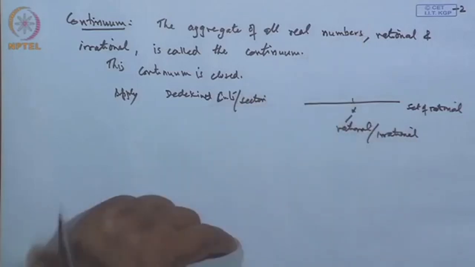Now, the question is, if I apply the Dedekind cut method again over the set of real numbers, that is, we again find the sections or cuts by using the Dedekind method over the set of real numbers, will you get a set of numbers bigger than this set of real numbers? The answer is no. By this method we cannot enhance the set of real numbers further to a bigger class. We will get basically the set of real numbers itself. So, that is why we call this continuum closed.